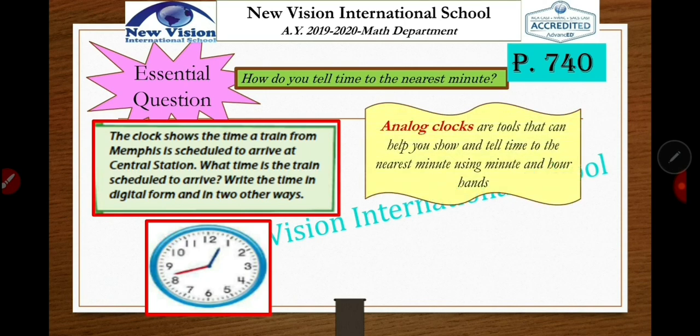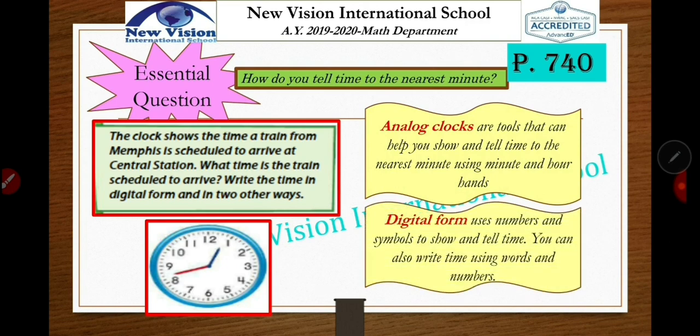Analog clocks are tools that can help you show and tell time to the nearest minute using minute and hour hands. And digital form uses numbers and symbols to show and tell time. You can also write time using words and numbers. Now, what does the clock show? The clock shows 12:40. What time is it? 12:42.